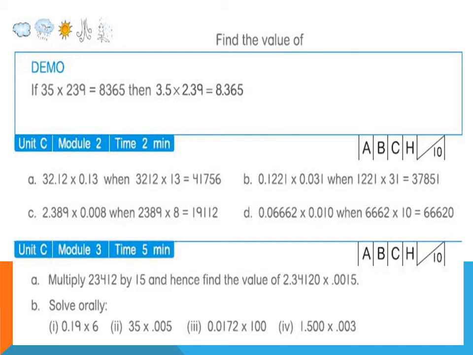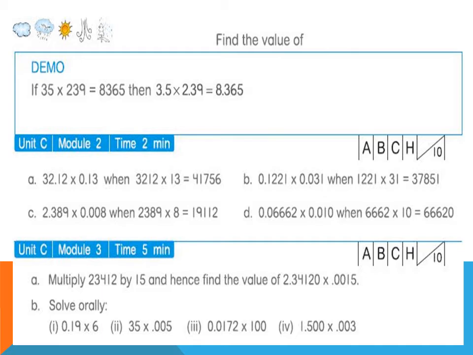If 35 into 239 is equal to 8,365, then 3.5 into 2.39. Now see, 35 means 35.00. 3.5 means the decimal point has shifted one step to the left. In the same way, 239 is 239.00. Now when we write 2.39, that means the decimal point has shifted 2 steps to the left.